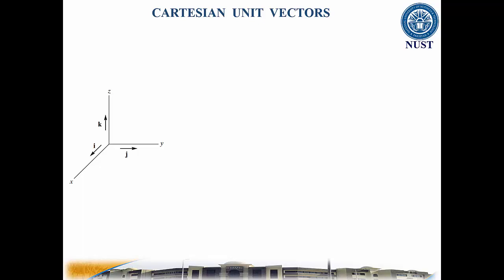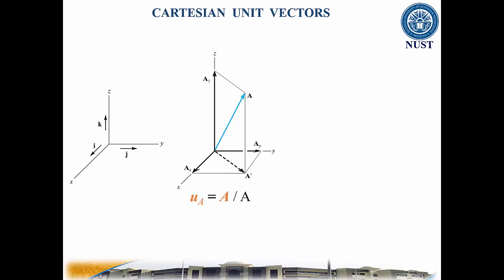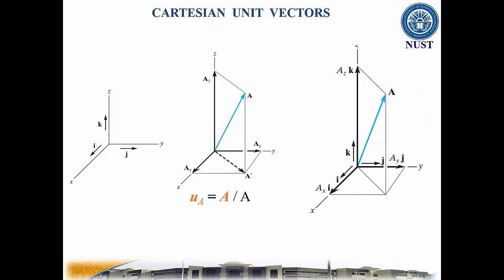For example, for vector A having magnitude A, the unit vector can be defined as UA equal to vector A divided by its magnitude. A unit vector has a magnitude of 1 and it is dimensionless. It points in the same direction as the original vector A. The unit vectors in the Cartesian axis system are i, j, and k. They are unit vectors along the positive x, y, and z axes respectively.